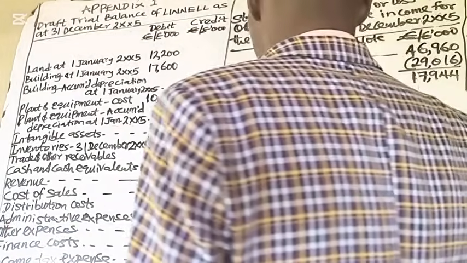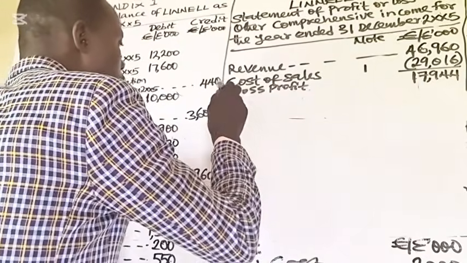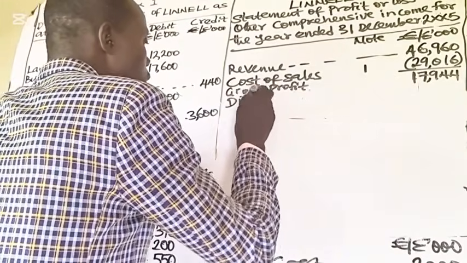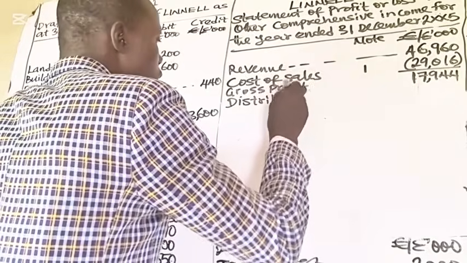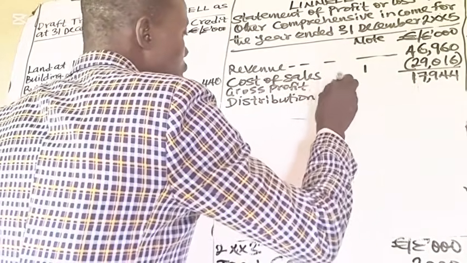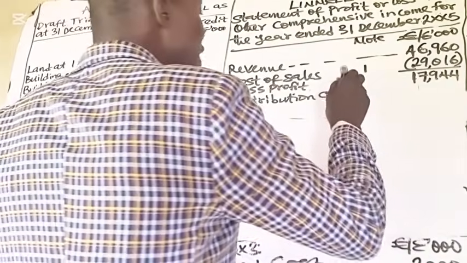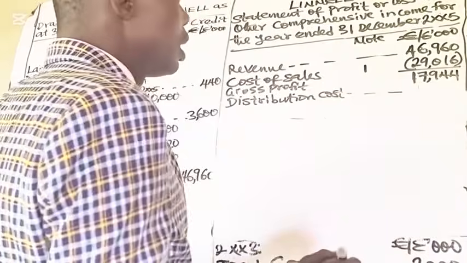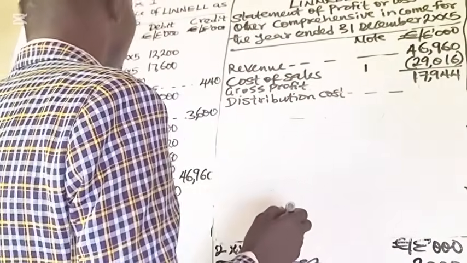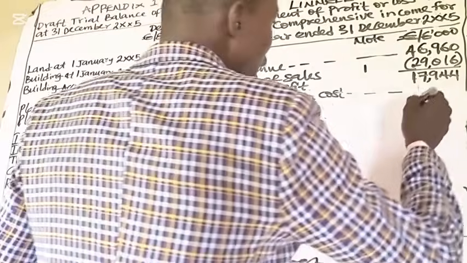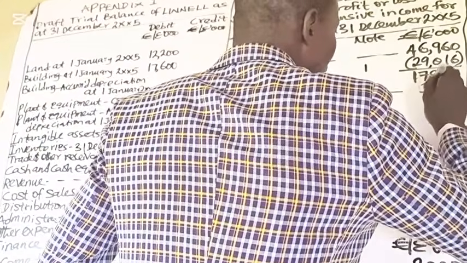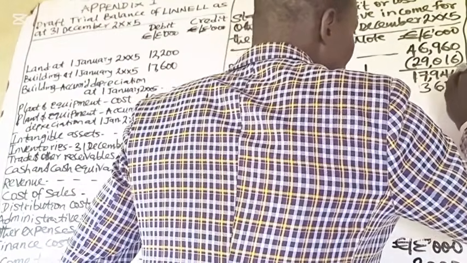Distribution cost: since there is no adjustment or item in the notes that will affect this, we will write that amount directly, 3,630.